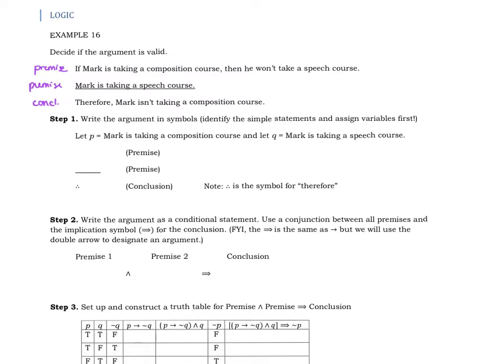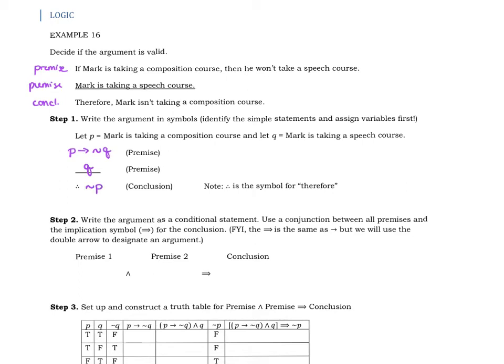So first thing is identify the simple statements and assign variables. I have done that. P is defined as Mark is taking composition, and Q is Mark is taking speech. Now remember, we always write our statements in the affirmative, not in the negative. So our first premise, taking that first sentence up there, if Mark is taking composition, then he won't take speech, would be P, and then our if-then arrow, then not Q, he's not taking a speech course. There's our premise. The next premise is he's taking speech, so that would be Q. The conclusion as written is Mark isn't taking composition, so that would be not P.